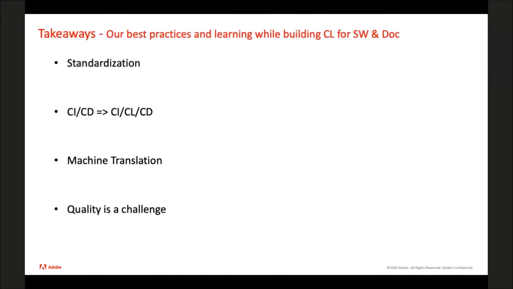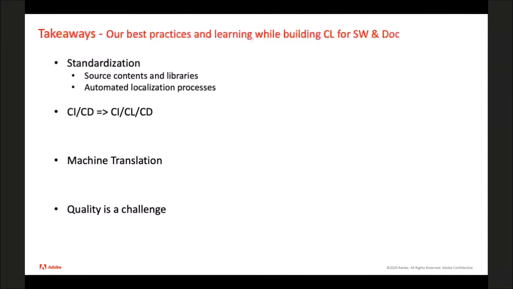So at last, let me spend a couple of minutes to outline the main takeaways from this presentation. There are some key learnings from when we built continuous localization for software and documentation at Adobe. The first point is standardization: standardizing the type of source content, if possible. For example, we use JSON or JLAN format for continuous localization for software, and we use Markdown as the standardized format for documentation.